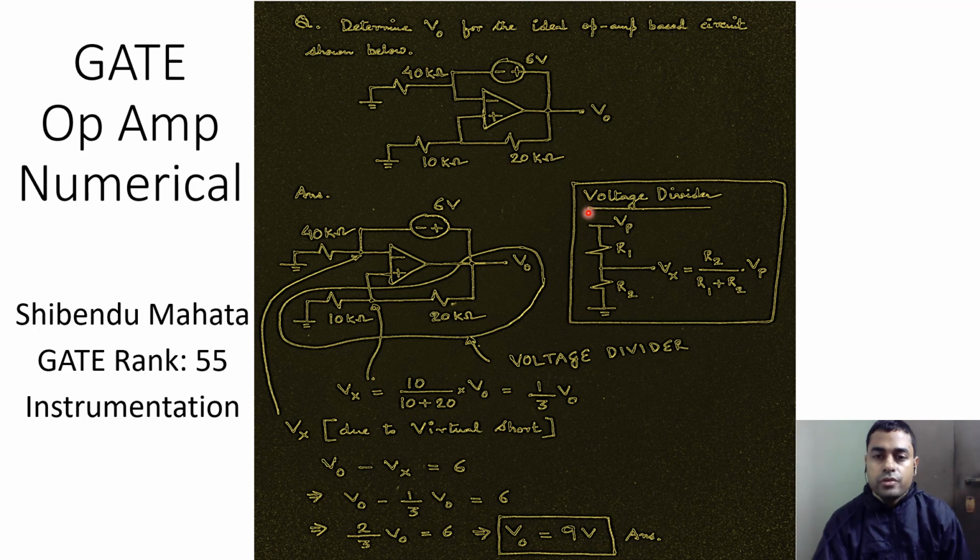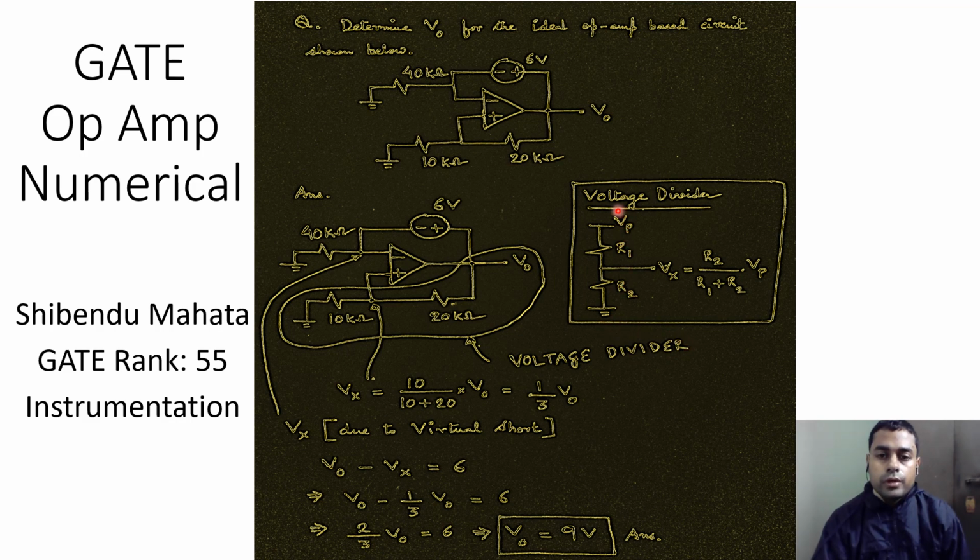So just recall that a voltage divider is two, or it could be more than two, series connected resistances. Let's say we have two resistances R1 and R2, and one end of it is supplied by Vp and the other end goes to ground, and we are interested in this midpoint voltage. So this is given by Vx, and Vx is equal to this resistance across which we are interested in finding the voltage, R2, divided by R1 plus R2, multiplied by Vp.